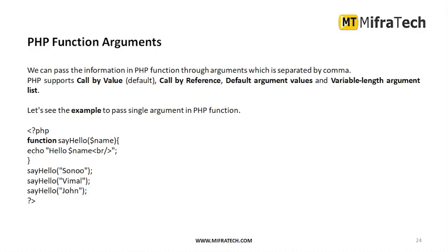Pass a single argument. Let's see an example. Function sayHello with the variable name, echo "Hello" and the name; we have given it and closed it, and then sayHello. The function is called by value. The value is called with sayHello Sono, Vimal, John. The output will be printed: Sono, Vimal, John.